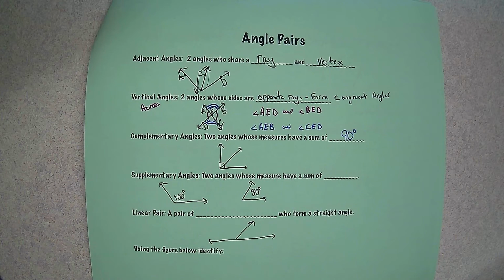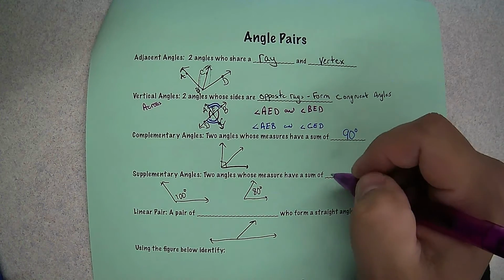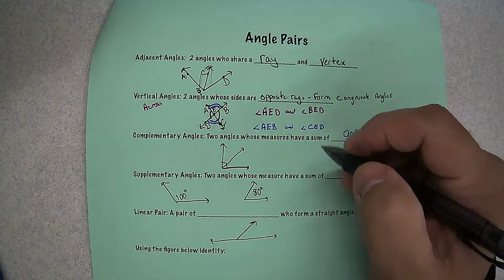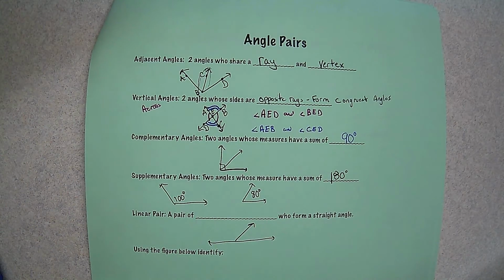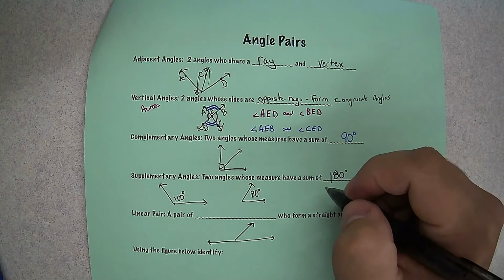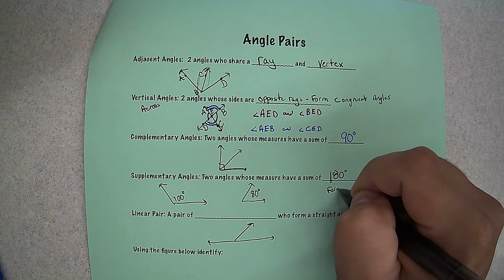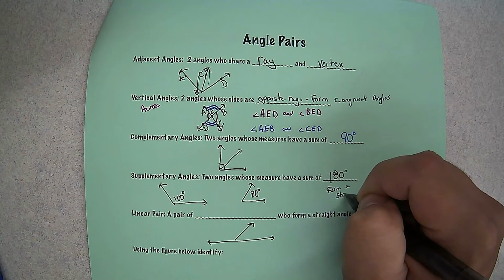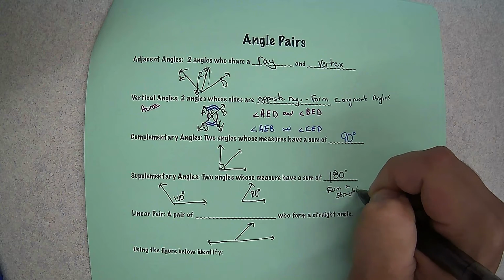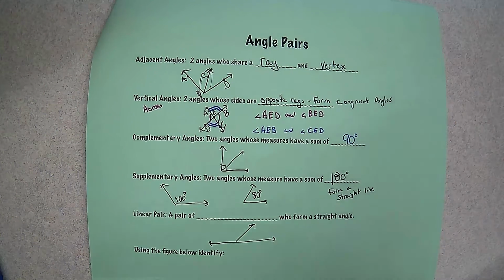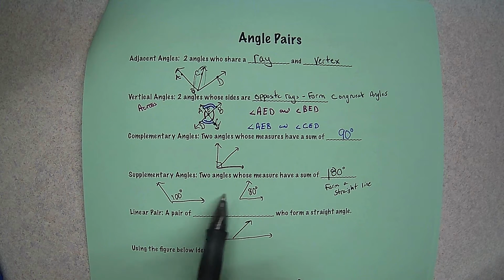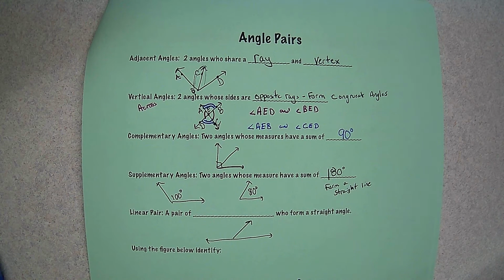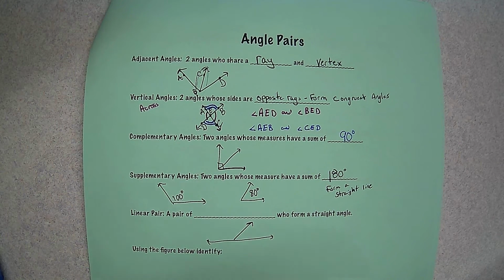Supplementary angles are two angles that have a measure of 180 degrees, or they form a straight line. A straight angle. So this one's 100, this one's 80. We add them up together, and we get 180. So these are supplementary.